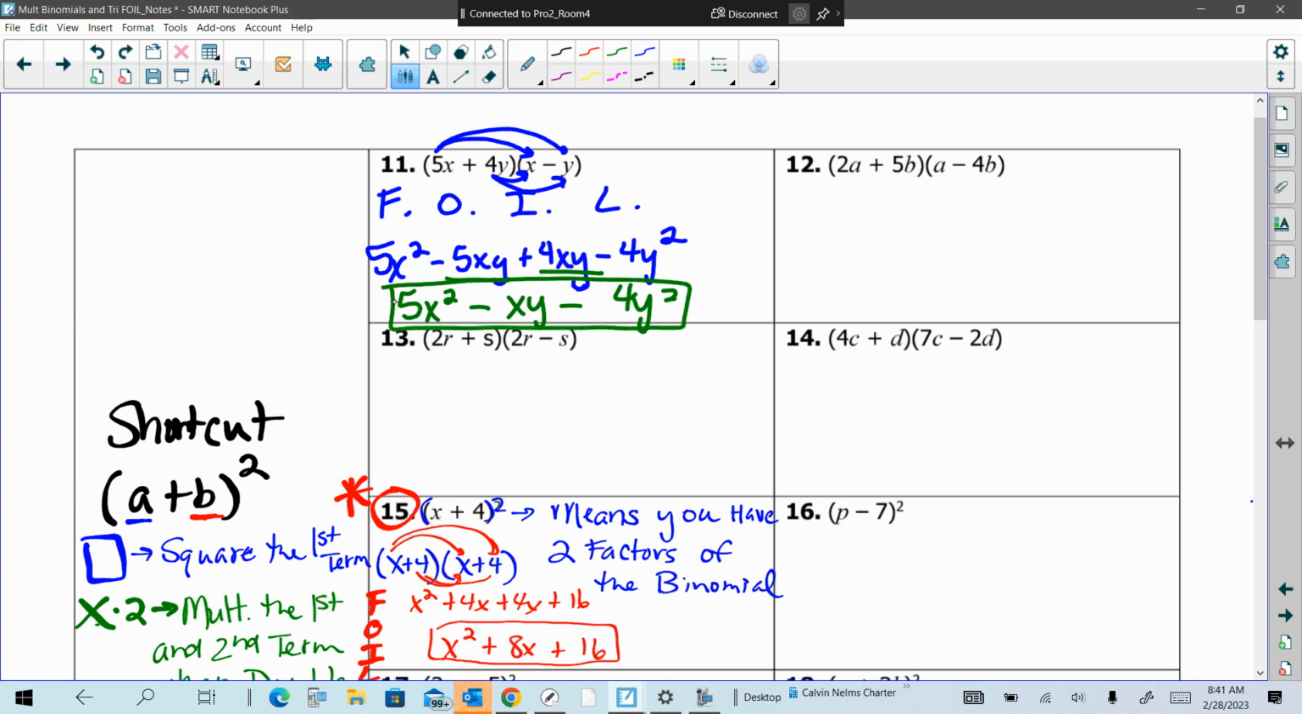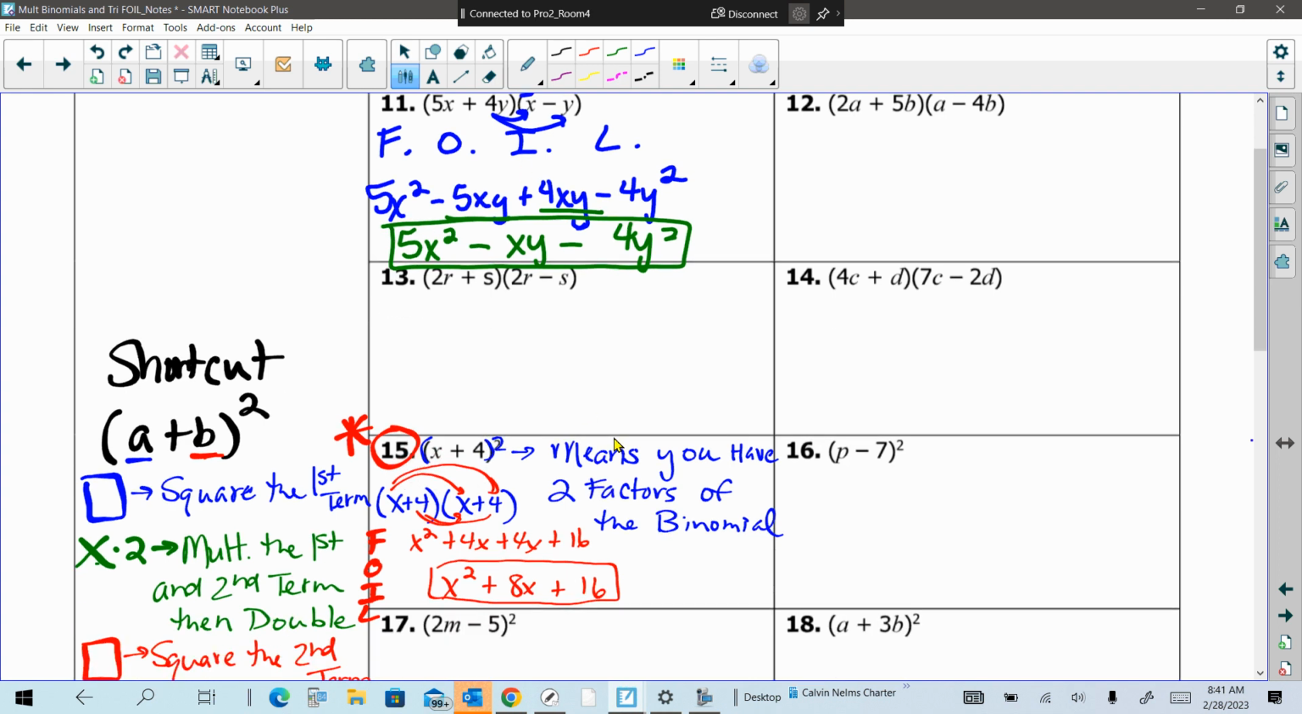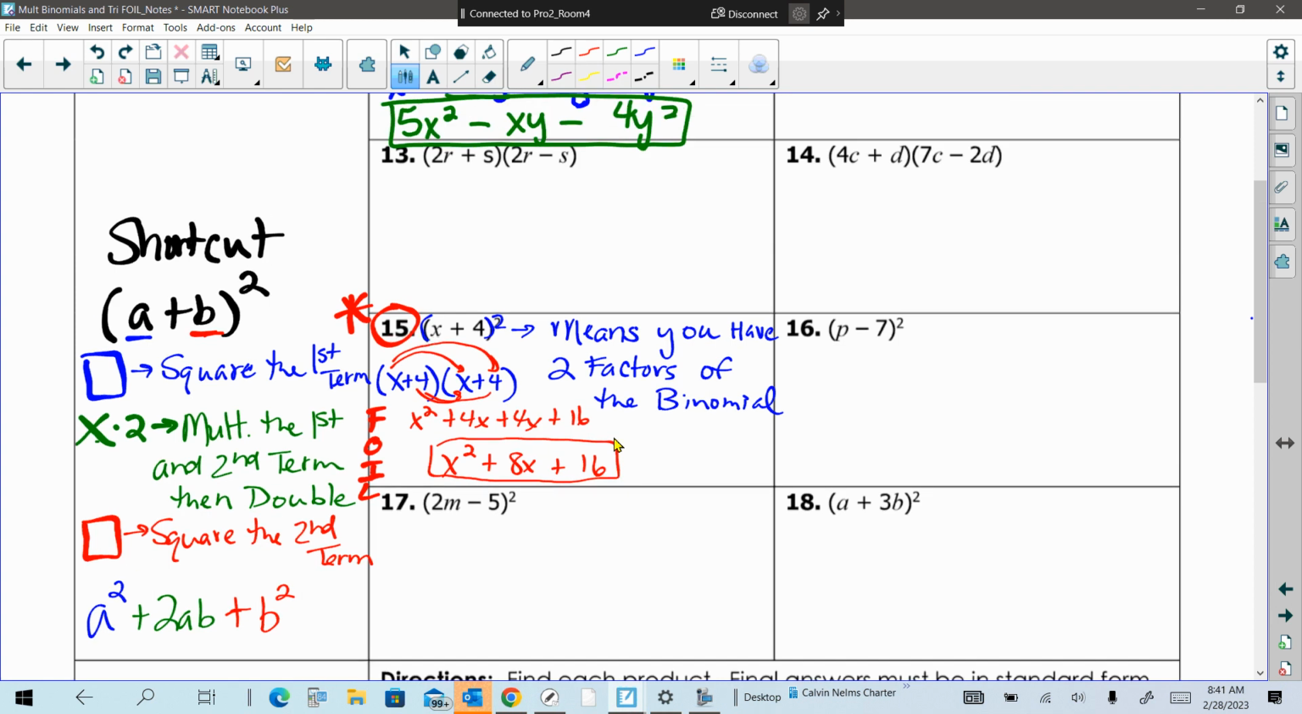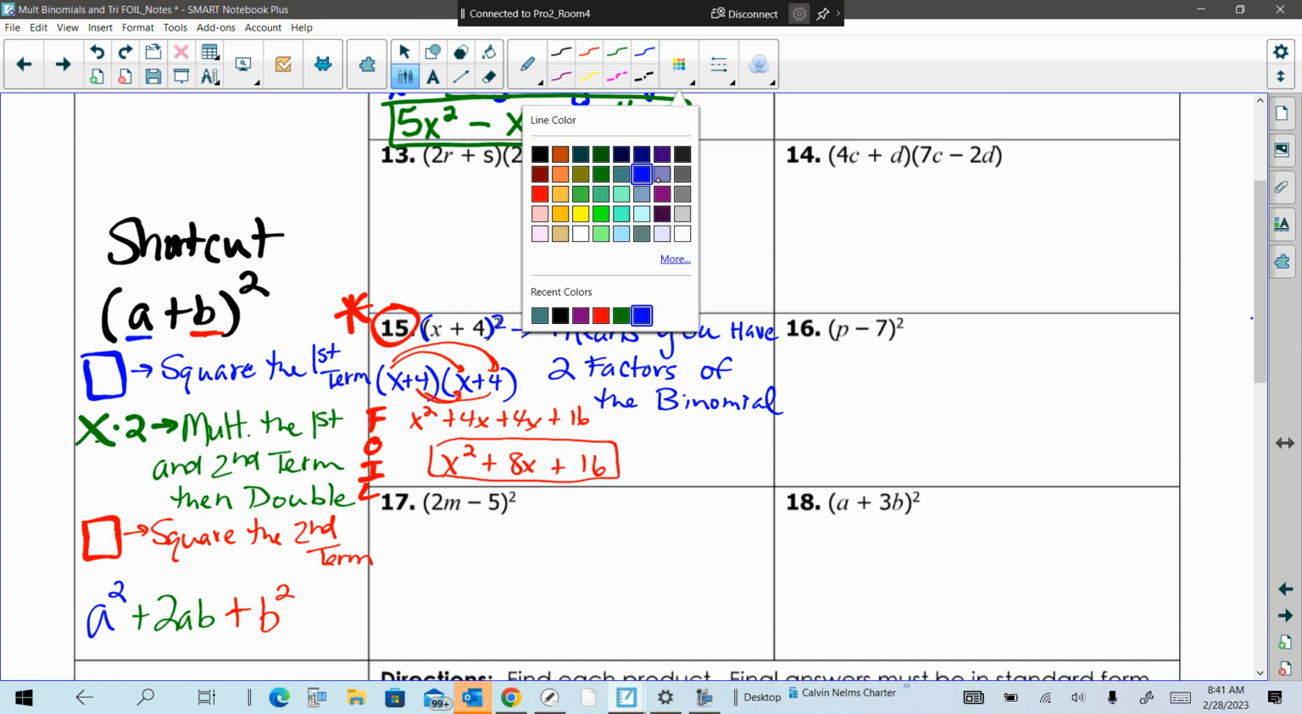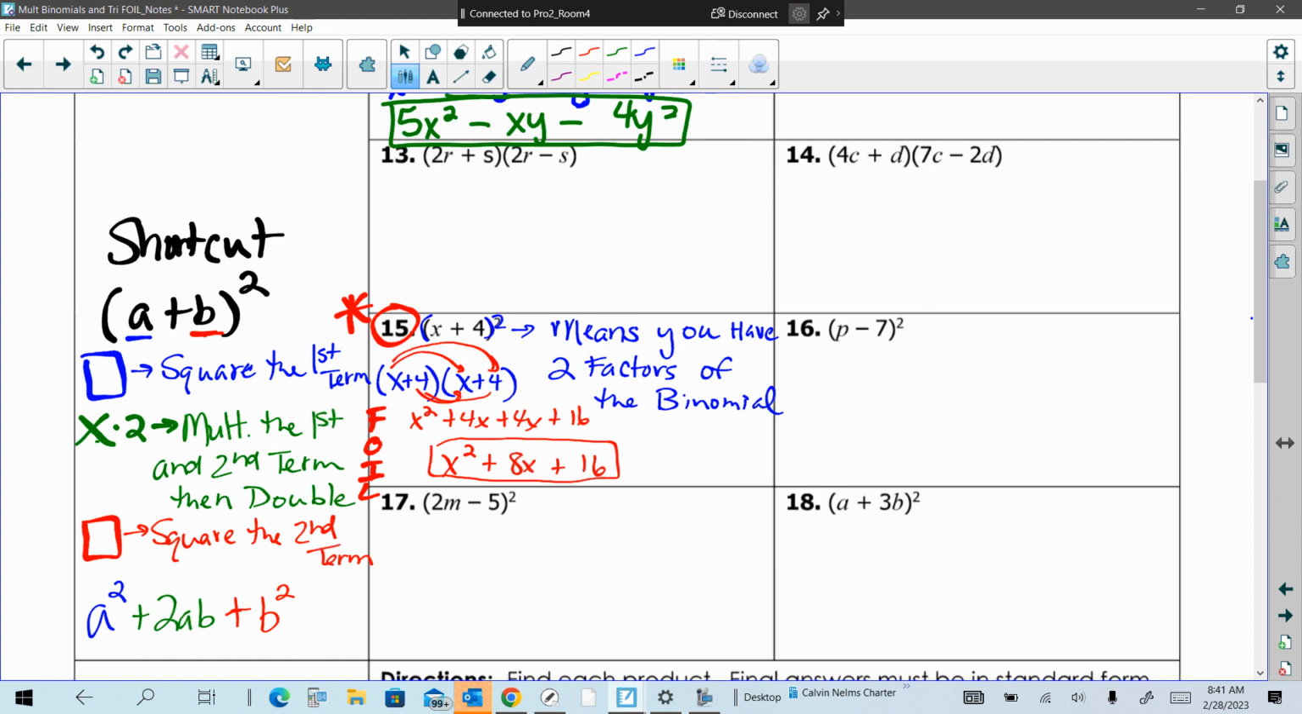Okay. So you can still do 11 through 14 using the FOIL method. Now, when you get to 15 through 18, you just got to understand what it means. I'm going to review that with you, but I have some notes up here to indicate what you have to do when I see a binomial with an exponent of 2. There is a shortcut that I'm going to show you and I'll do with you, but I want you to get to at least 15 for us to check in class and we can do our second part.